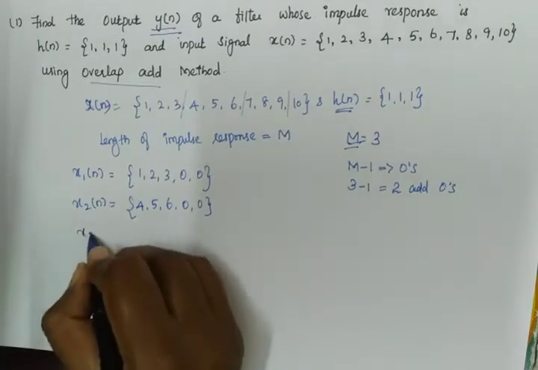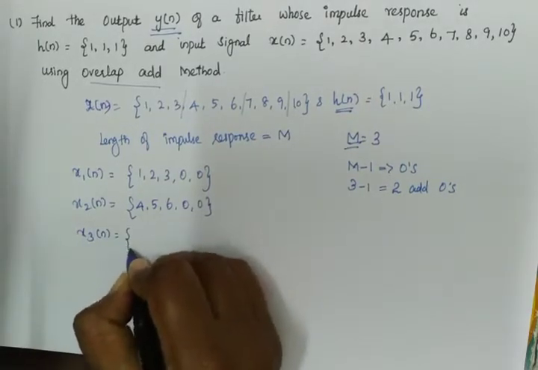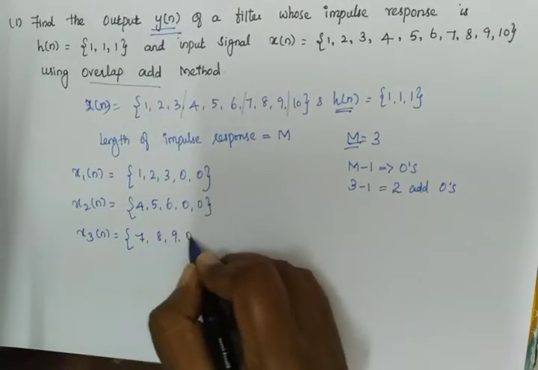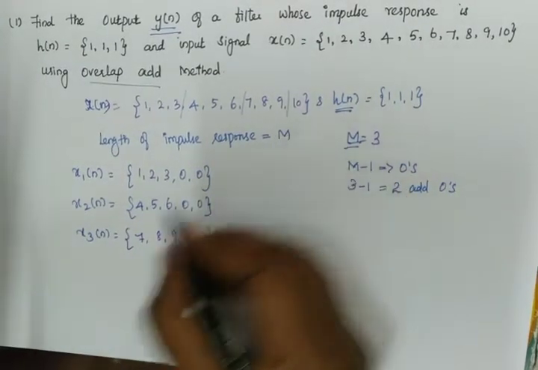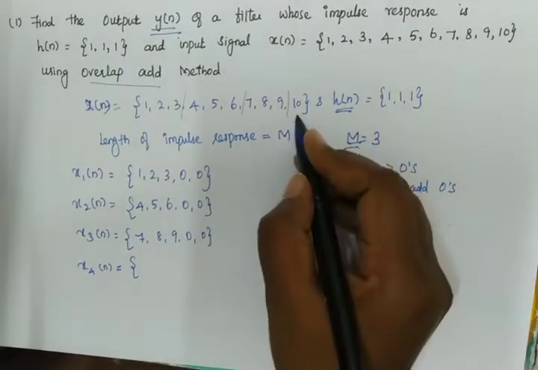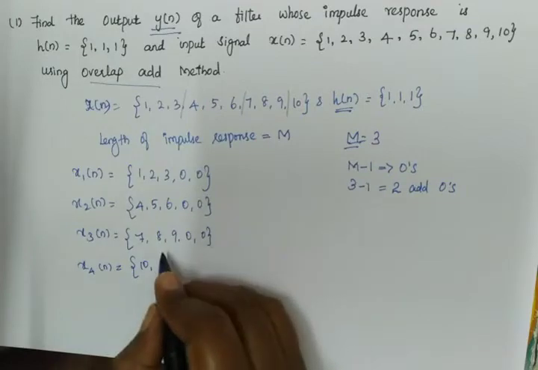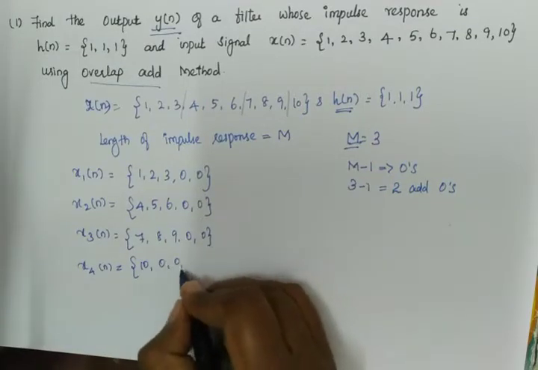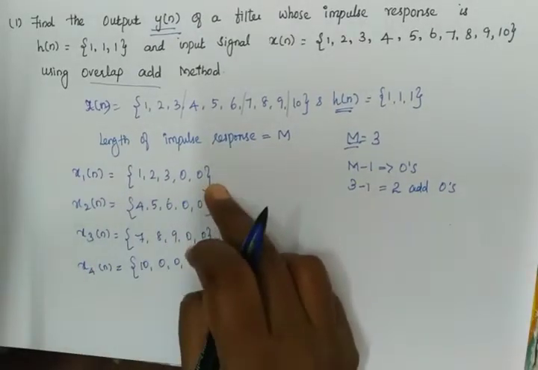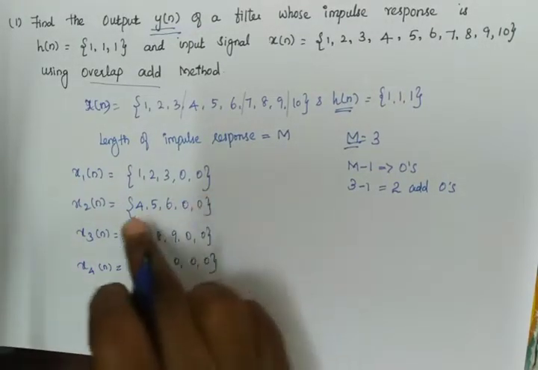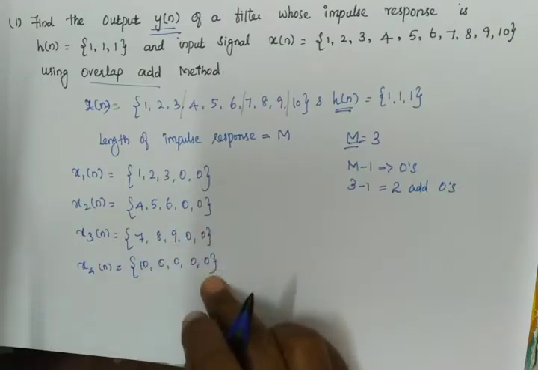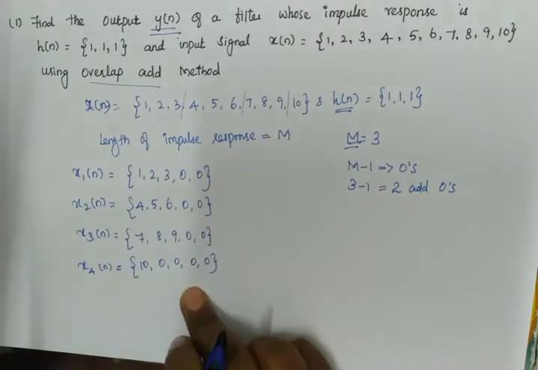Then what is x3 of n? x3 of n is equal to 7, 8, 9, 0, 0. What is x4 of n? x4 of n is 10. We have only 10, so we have to add 4 zeros so that we can make this equal to the other blocks. The others have 5 elements, but here we have only 1, so in order to make them equal we add 4 zeros here.